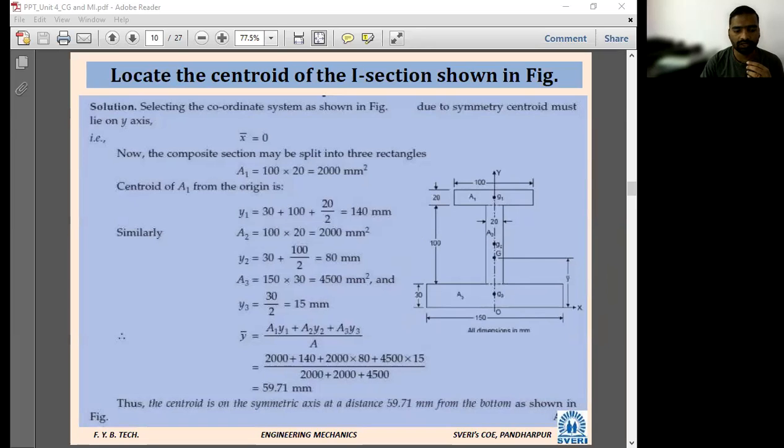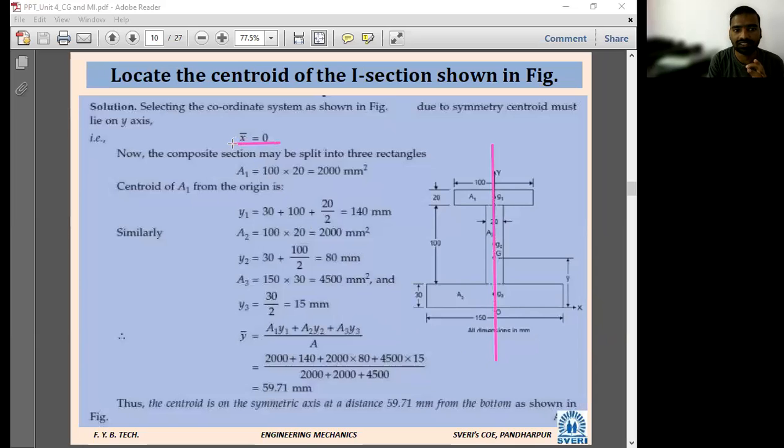About the x-axis, what do we do? I will cut like this, fold it. Is it symmetrical about the x-axis? No, it is not symmetrical about the x-axis. I will cut like this. Is it symmetrical about the y-axis? Yes, sir. If it is symmetrical about the y-axis, which term is equal to 0? X bar is equal to 0.